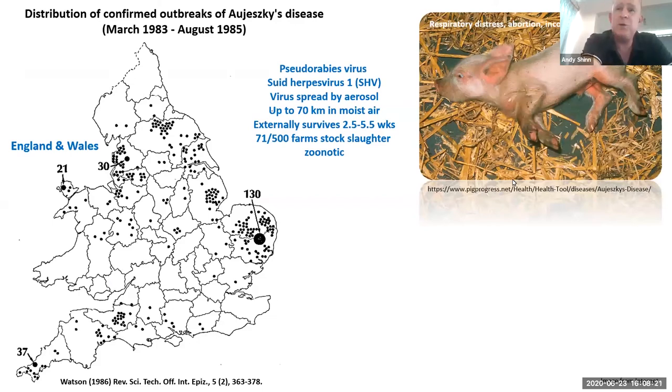This is pseudo-rabies. It's a virus that's spread by air. It can travel up to 70 kilometers in a day. And over 500 farms were affected in the UK. And at 71 of those farms, there was a compulsory slaughter of pigs. It caused pigs to have respiratory distress. The sows used to abort. And there was a variety of other problems, convulsions, these sorts of things.